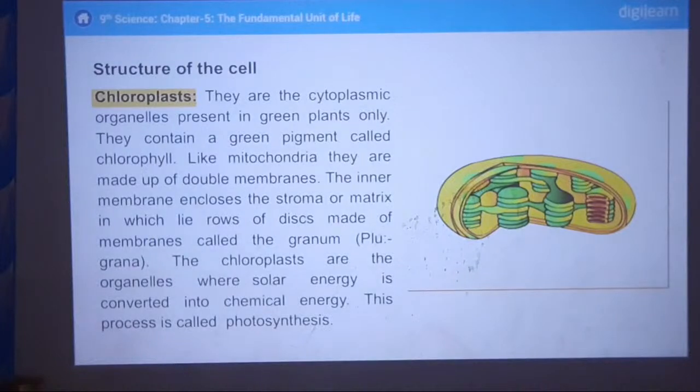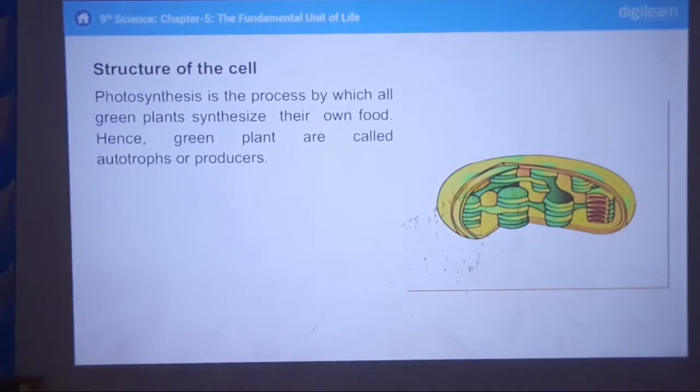Chloroplasts. They are the cytoplasmic organelles present in green plants only. They contain a green pigment called chlorophyll. Like mitochondria, they are made up of double membranes. The inner membrane encloses the stroma or the matrix, in which lie rows of discs made up of membranes called the grana. The plural is grana. The chloroplasts are the organelles where solar energy is converted into chemical energy. This process is called photosynthesis. Photosynthesis is the process by which all green plants synthesize their own food. Hence, green plants are also called autotrophs or producers.